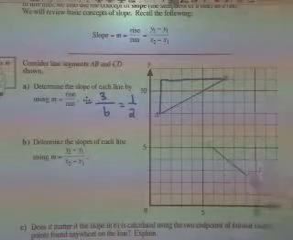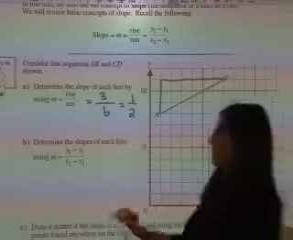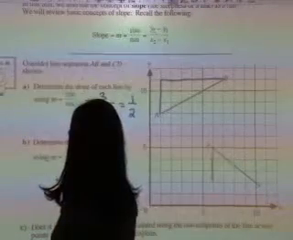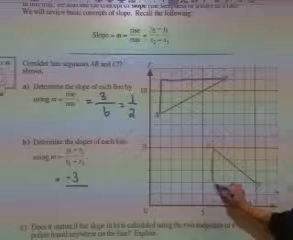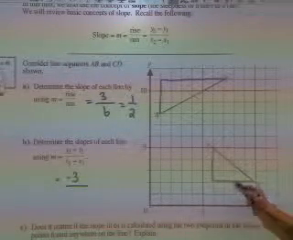Okay, let's go from C to D. How do I show down? Negative 3. And then what was my run? 4.